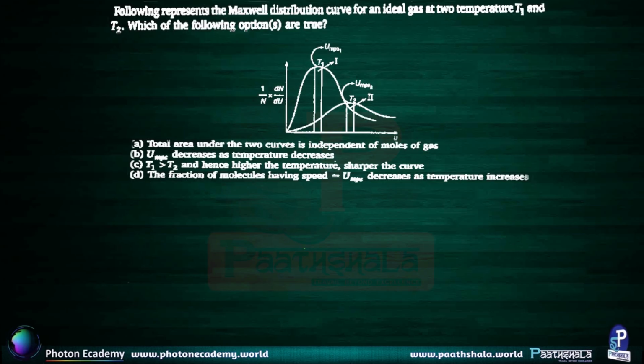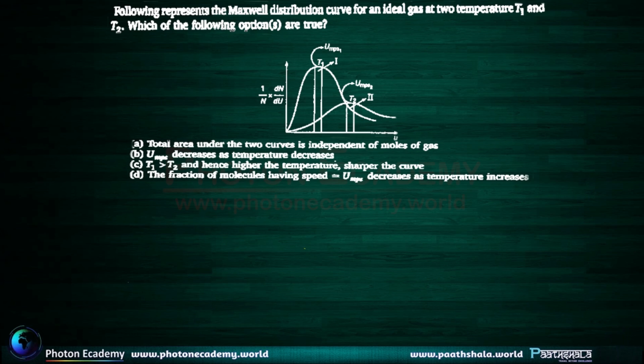The following represent the Maxwell's distribution curve for an ideal gas at two temperatures, T1 and T2. Which of the following options are true? Total area under the two curves is independent of the moles of the gas.